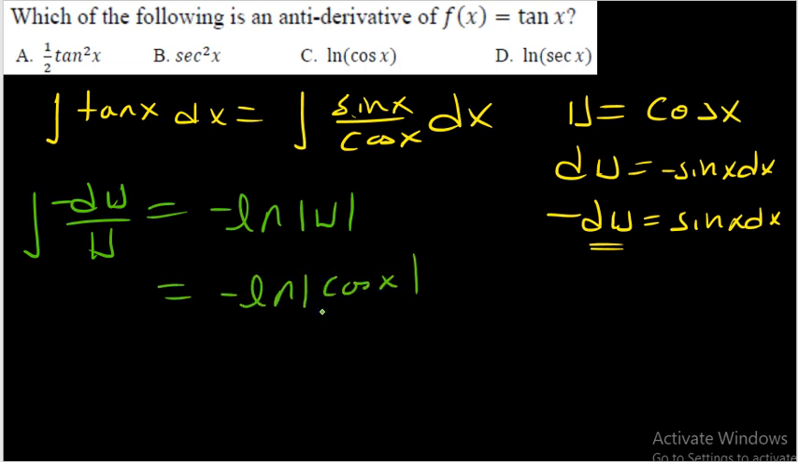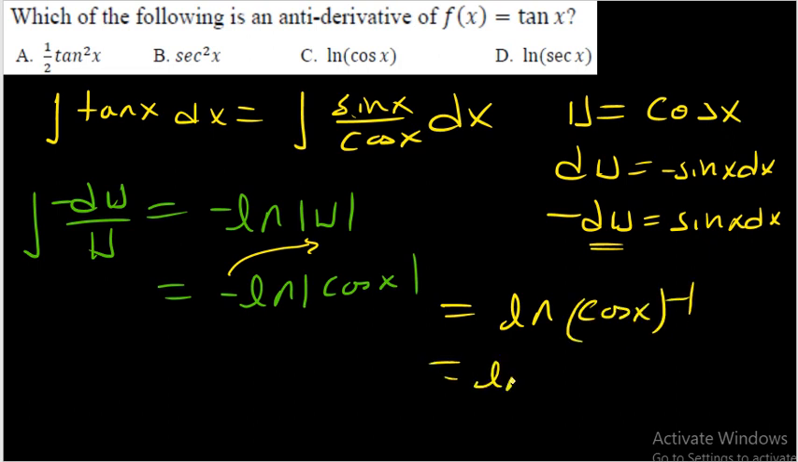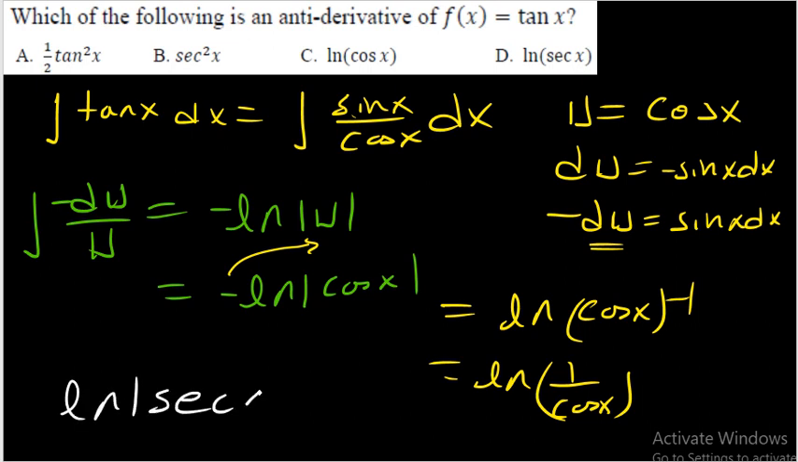But unfortunately we cannot find this one in the choices, so I can bring this negative as an exponent of cos, so it will be ln of cosine x to the power of negative 1. That means ln of 1 over cos x, but 1 over cos x means sec x, so finally our answer will be ln of sec x, because 1 over cos x means sec x. So the answer is going to be D.